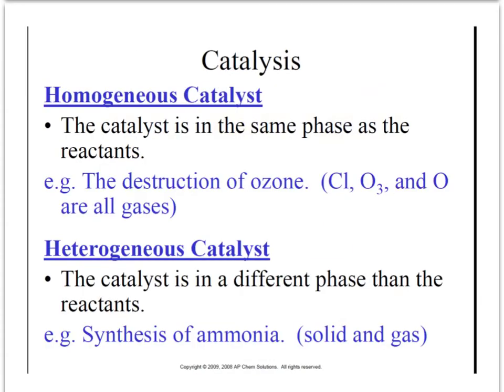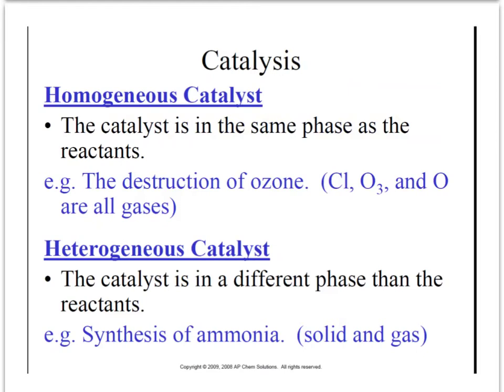There are two different types of catalysts that are used in practice: homogeneous catalysts and heterogeneous catalysts. Homogeneous means the same, so what we're talking about with homogeneous catalysts is that it's in the same phase as the reactants. For example, in the destruction of the ozone, the chlorine, the ozone, and the O are all gases, so they're in the same phase, so it's a homogeneous catalyst.